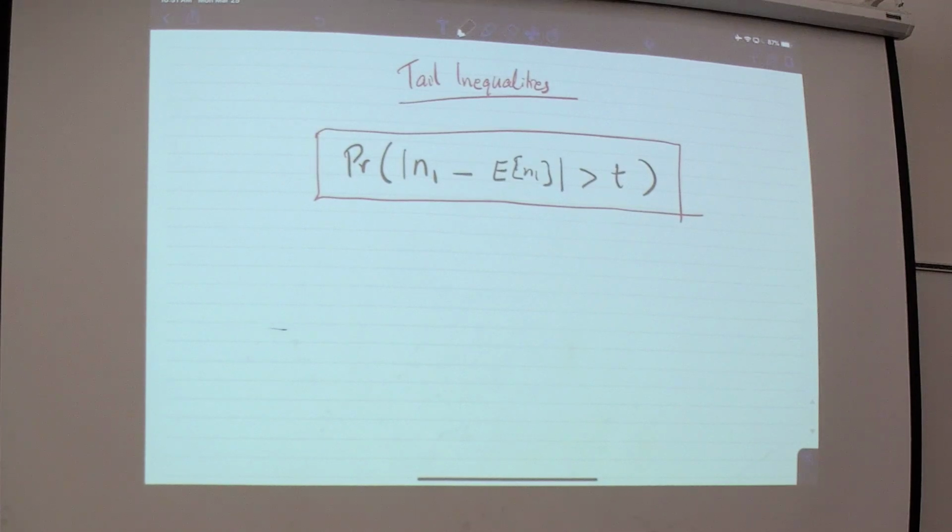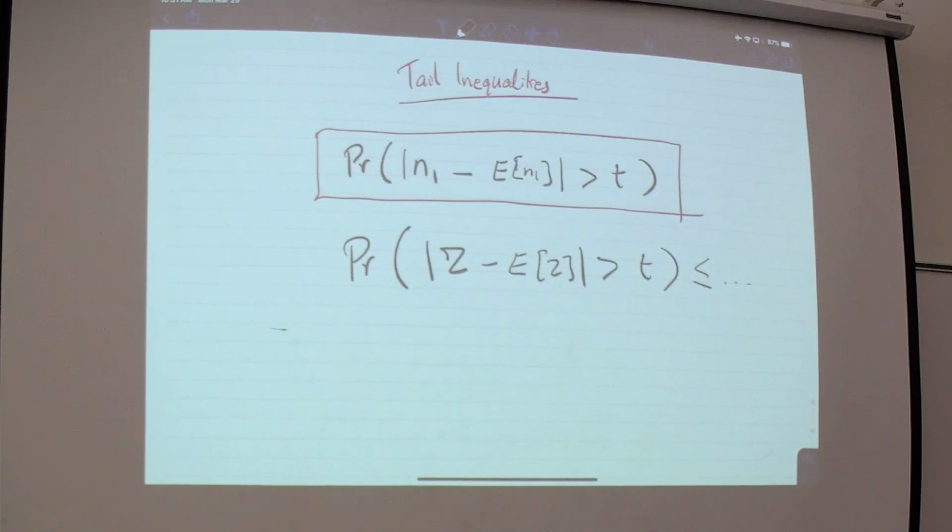Okay? So in general, the general form of this is always going to look like, what is the probability that some random variable Z minus its expected value is greater than some threshold. This is always the form of what a tail bound looks like, or a tail inequality looks like. It's an inequality because we want to say something like, this is less than or equal to something. That's what we'd like to say. So the probability of something deviating a lot from its expected value is not very much.